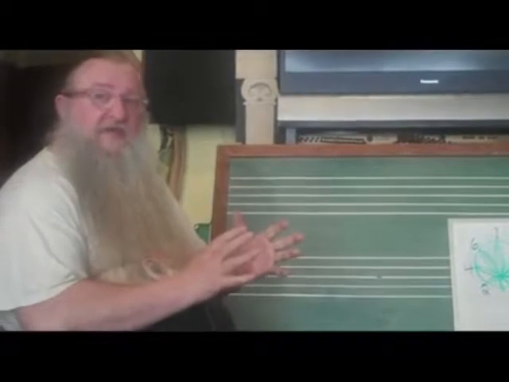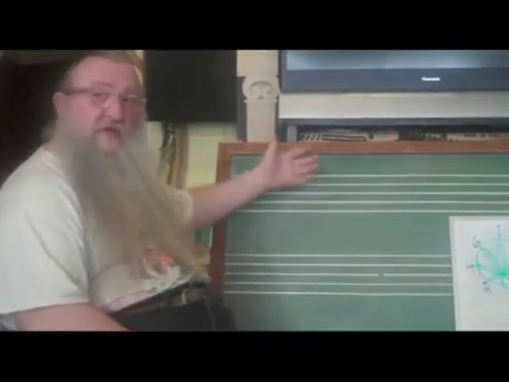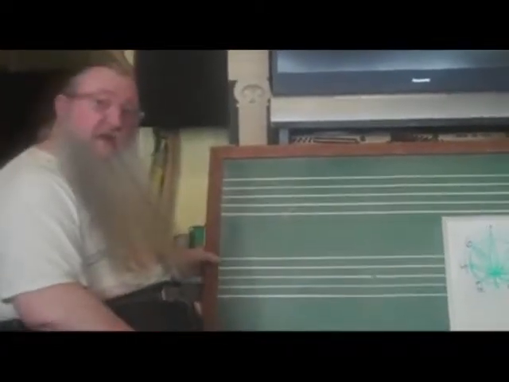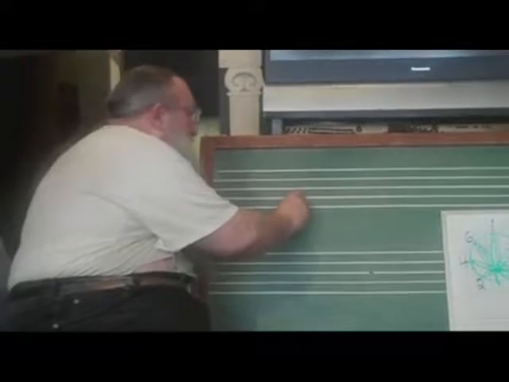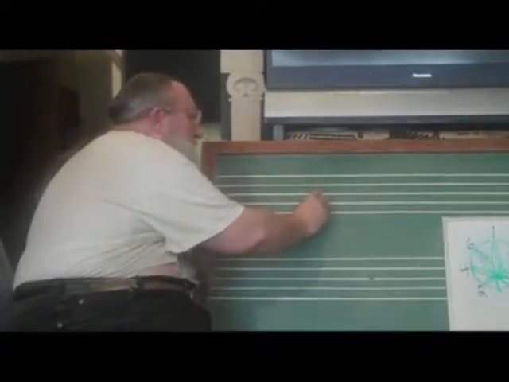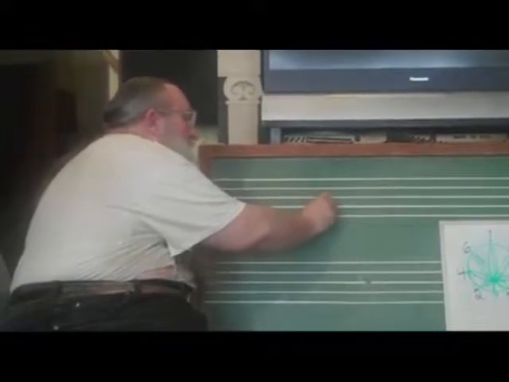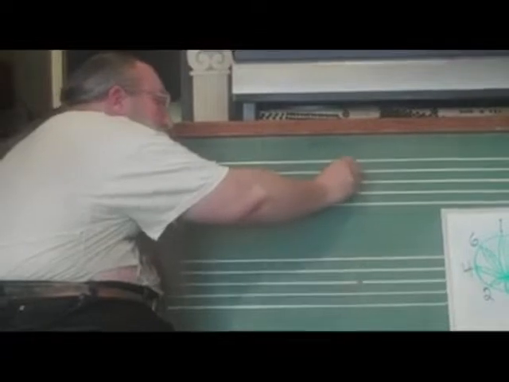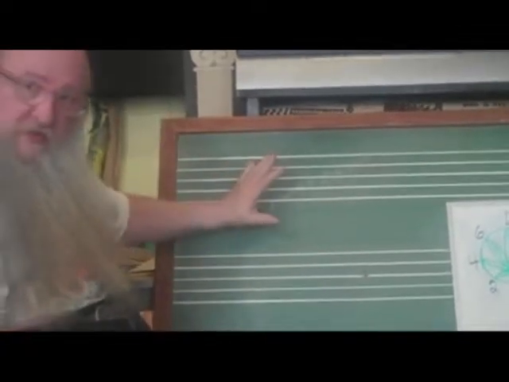If we analyze the patterns that occur on the staff, we will notice that if I start numbering, let's say, with this line here as my number 1, then this is 1, the next space would be 2, the next line would be 3, 4, 5, 6, 7, and then we're right back to 1. And it is just this simple.